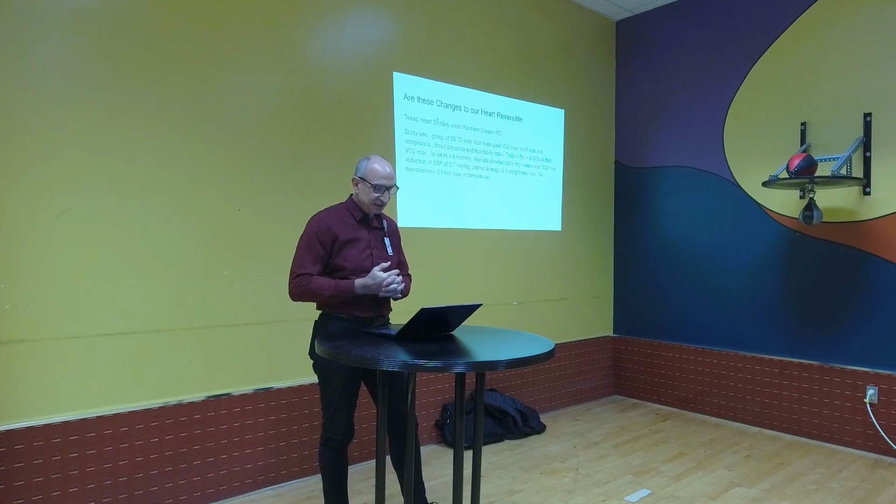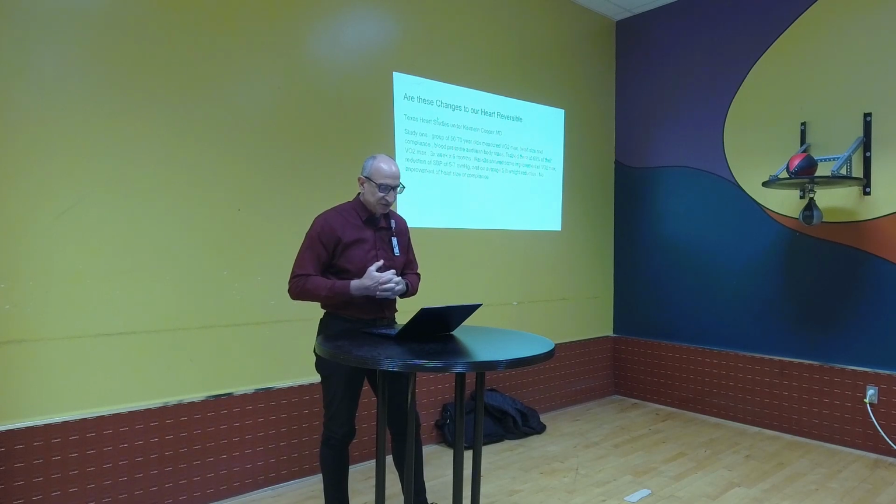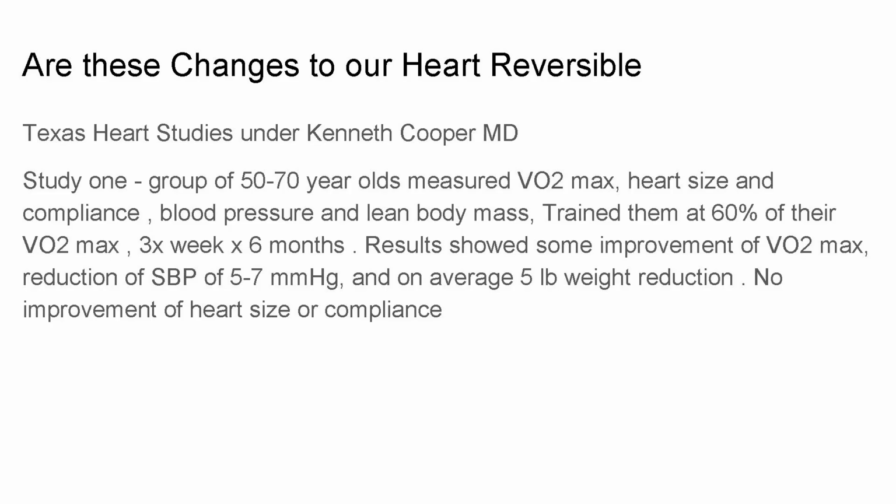This gentleman down in Texas, his name is Kenneth Cooper. He does a lot with exercise and exercise tolerance in patients. In his first study, he took a group of people between the ages of 50 and 70, and he measured their VO2 max, heart size and compliance, blood pressure, and lean body mass. They trained them at a relatively low level, 60% of their age-predicted max heart rate, 3 times a week for 6 months. The results showed some improvement in their VO2 max, some reduction in their systolic blood pressure of 5 to 7 points, and the average patient lost about 5 pounds, so some decent results.